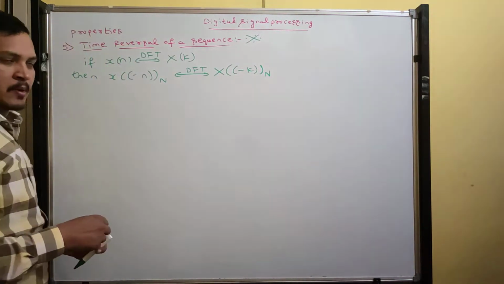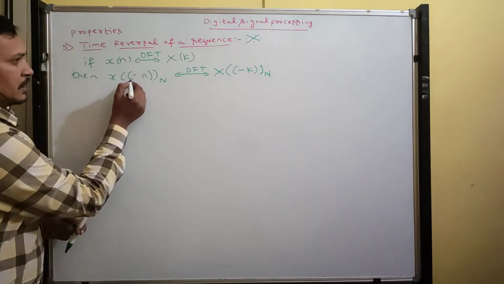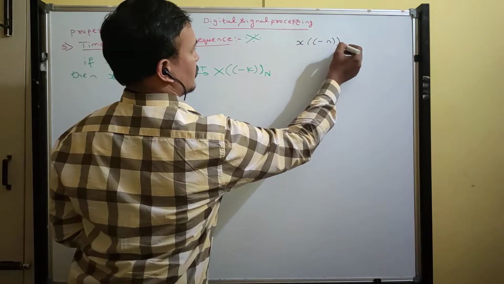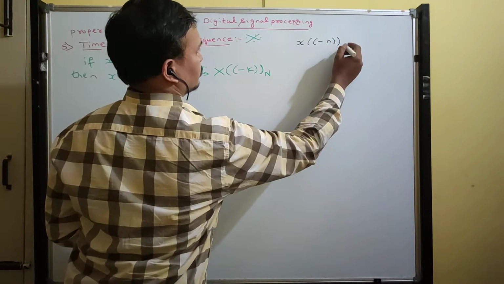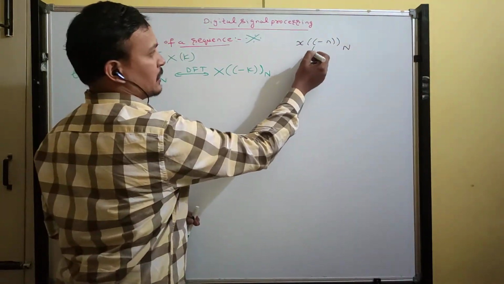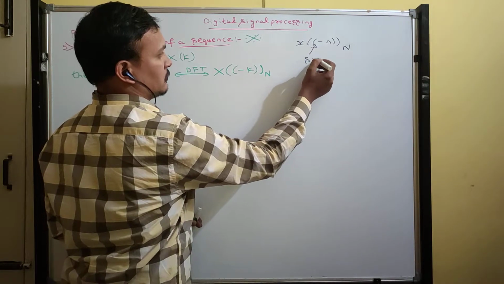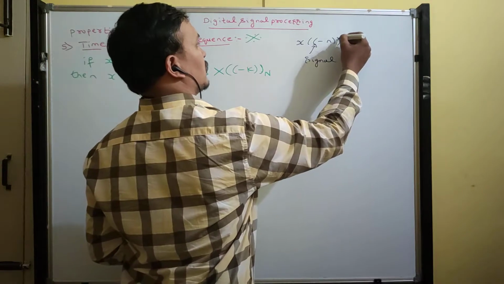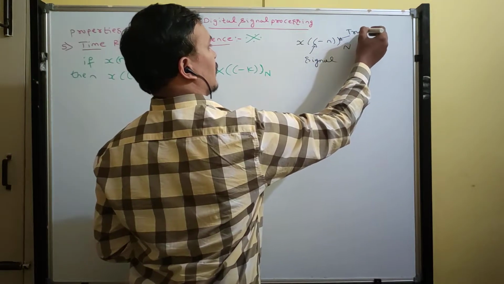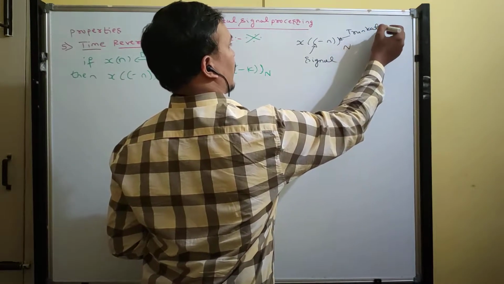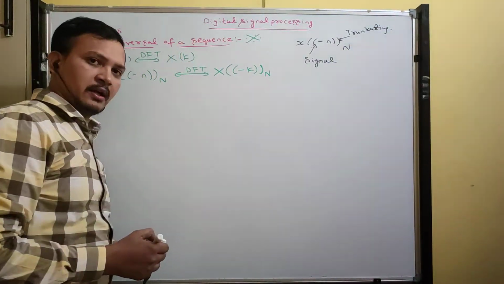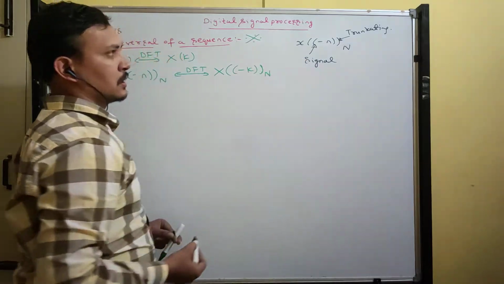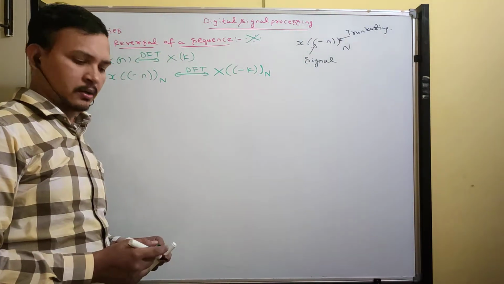Okay. So remember the inner bracket. So x of double bracket minus n and N. The inner bracket defines the signal. The outer bracket defines truncating. So that is the meaning of the two brackets. Inner bracket is signal and outer bracket is truncating.